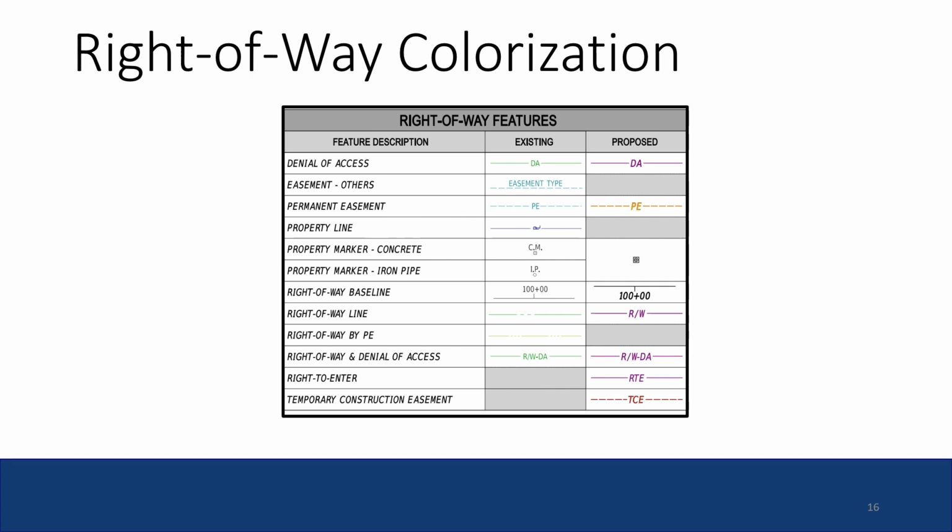DelDOT's CAD resource files have been updated so both the existing and proposed right-of-way line work will print out in the designated colors for each feature. Please refer to the example right-of-way plans and CAD wiki on the DRC.